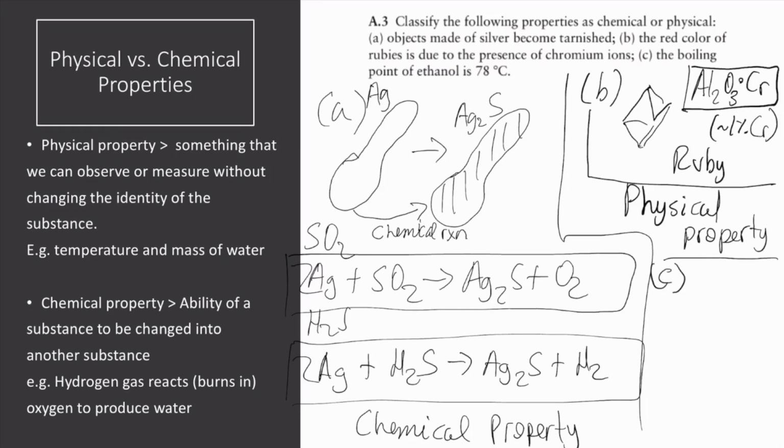For part C, it says that the boiling point of ethanol is 78 degrees Celsius. Ethanol at room temperature is in liquid state. And this statement is just saying that its boiling point, or in other words, the temperature at which it vaporizes or turns into gas, will be at 78 degrees Celsius. This is not describing the actual chemical reaction, but is just stating that this is the temperature at which this ethanol liquid turns into vapor. So this is a physical property.